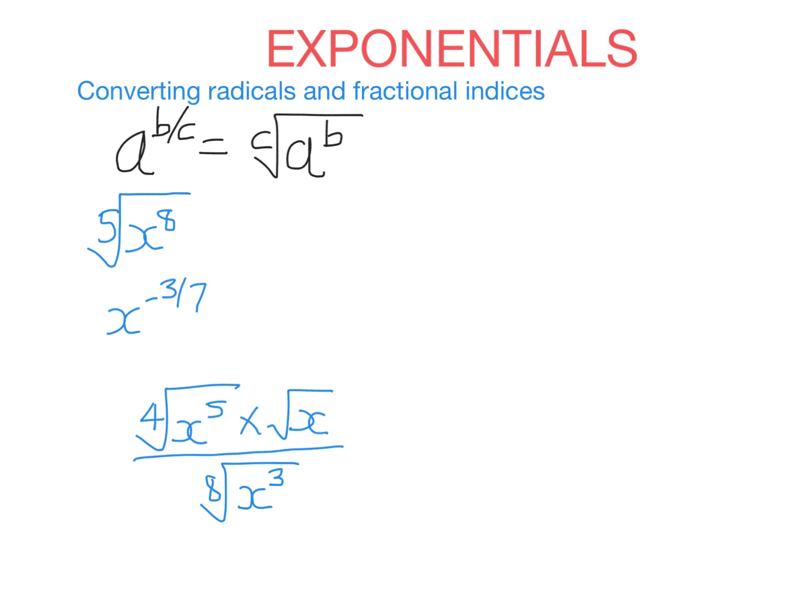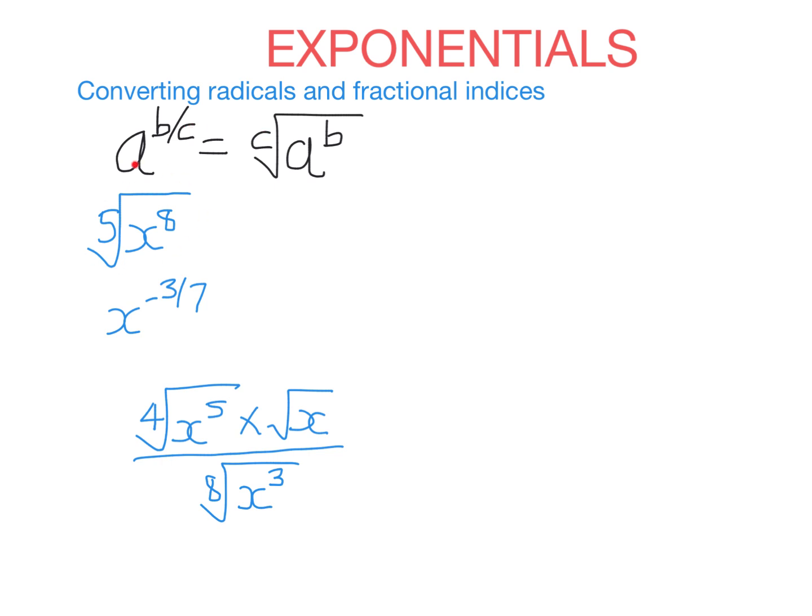We'll start with converting radicals, which are expressions with a root sign like that, and fractional indices. You use this rule here. It says if you have something to the power of a fraction, the numerator, the number on top of the fraction, becomes the power, and the number on the bottom of the fraction tells you which root it is.